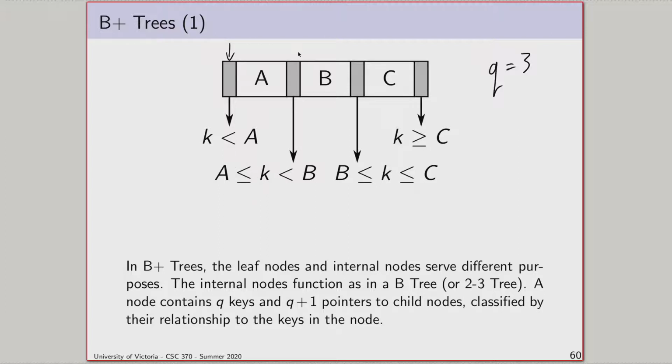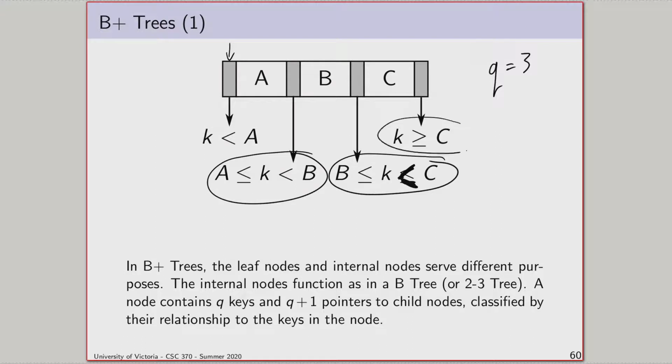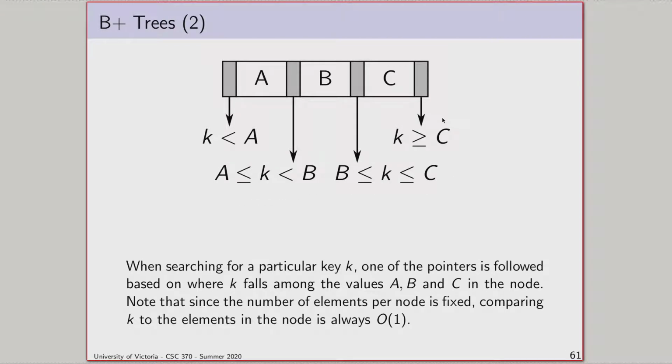Any number between A and B, including A, goes down here. Any number between B and C, including B, goes down here. And any value that is greater than or equal to C, I guess this should actually be a straight up less than sign, sorry about that. Any number greater than or equal to C goes over here. So when you have q keys per node, you have q plus 1 pointers to child nodes.